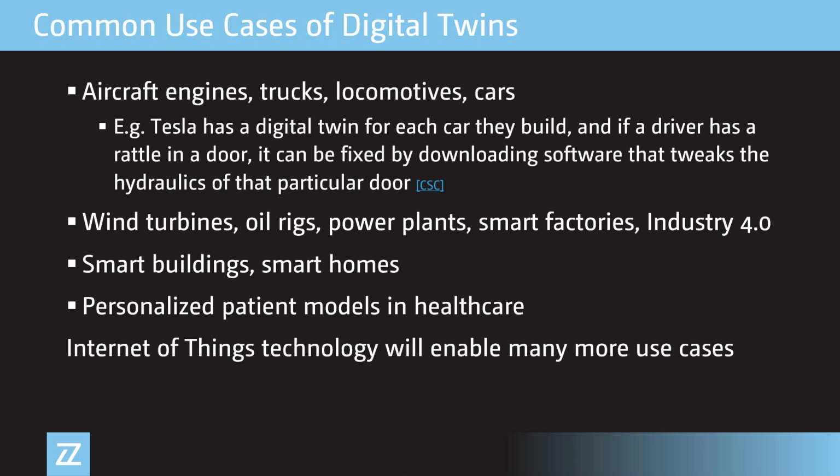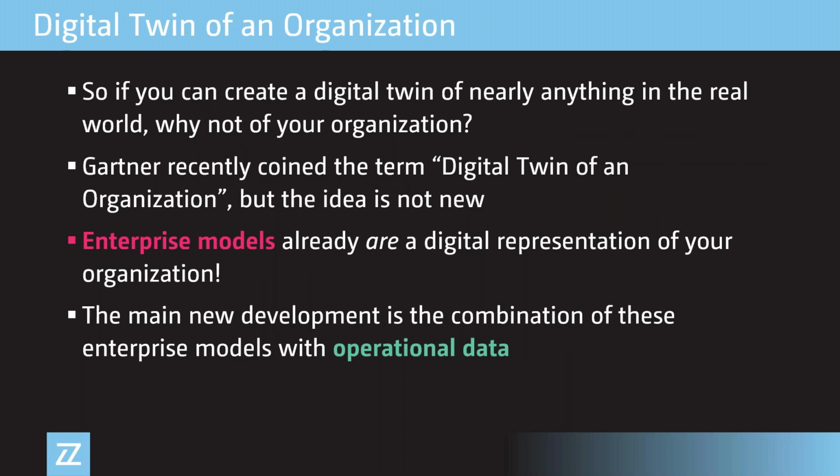Now, these are the more common use cases that we've seen in the past, but we now see the concept also applied to organizations as such. And this is, of course, if you can make a digital twin of anything in the real world, why not of your organization? And Gartner has coined this term digital twin of an organization over the last year or so. But the idea is actually not that new. Enterprise models, architecture models, process models, etc., are already a digital representation of your organization. And if you enrich those with operational data on the enterprise, then you get your digital twin. And that's what the story of today is about, how to do that and what you could use that for.